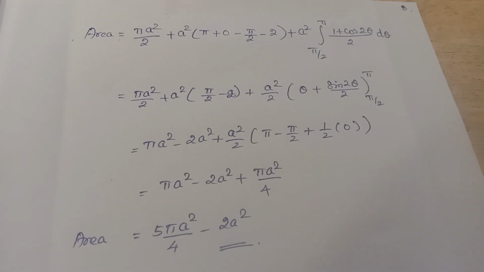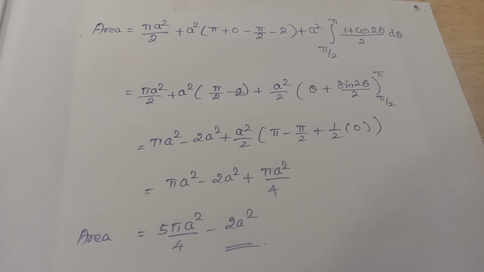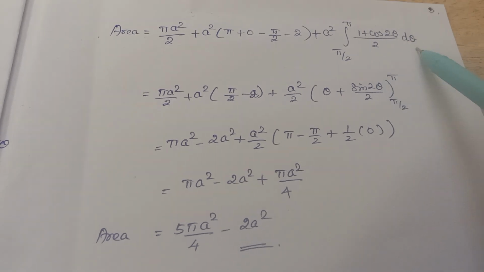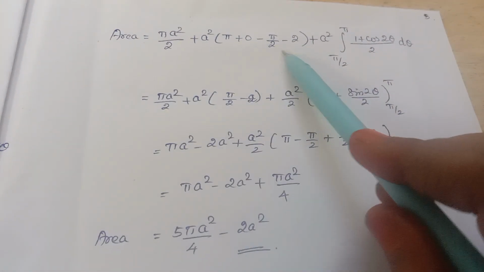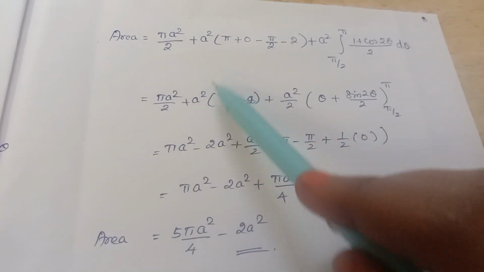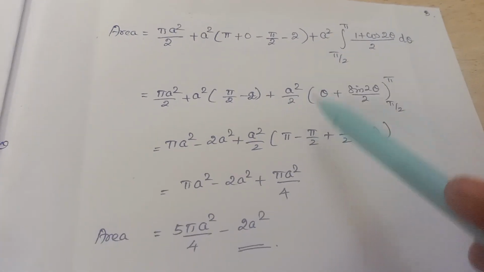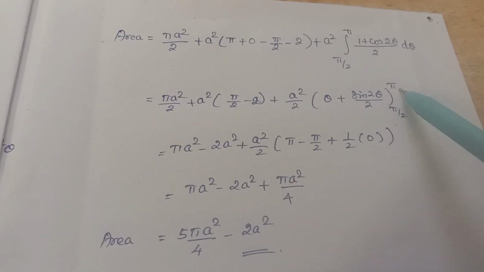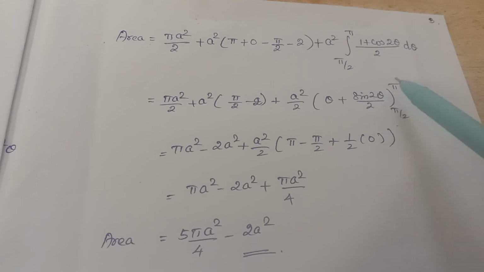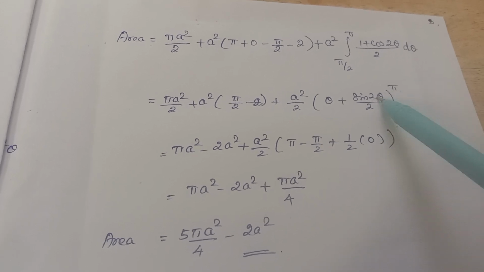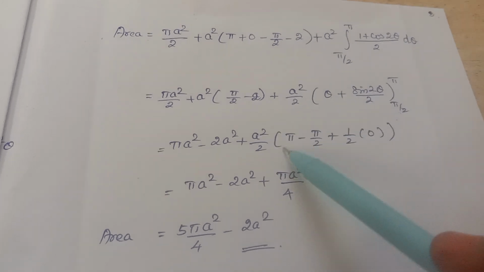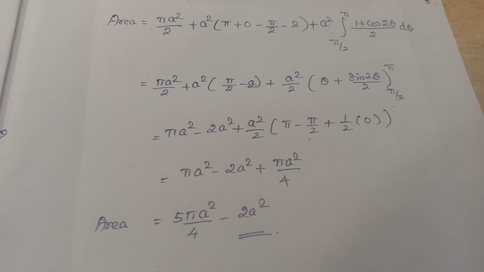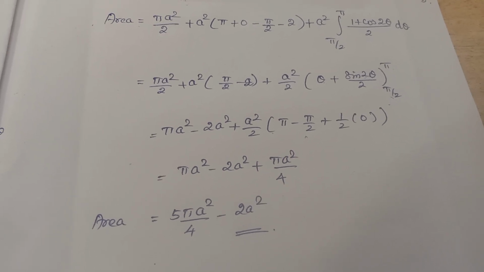See, if the limits are from 0 to pi by 2, we can apply reduction formula, but here the limits are from pi by 2 to pi. So I am rewriting cos square theta as 1 plus cos 2 theta by 2 d theta. Now you integrate this term. For first two terms will be pi a square by 2 plus a square into pi by 2 minus 2 plus a square by 2 into, here it is theta plus sin 2 theta by 2, limit pi by 2 to pi. If you apply the limit for the sin theta, both the terms will become 0. For upper limit and lower limit it will be 0. Only this term will come. So pi minus pi by 2. So if you simplify, what do you get? 5 pi by 4a square minus 2a square. Okay, that's all. Thank you.